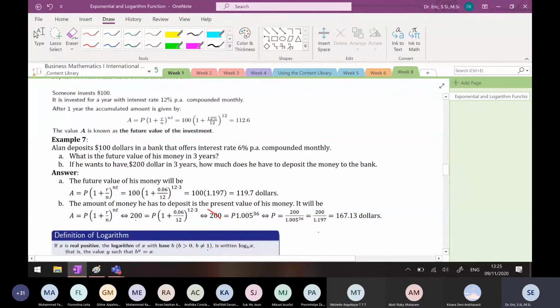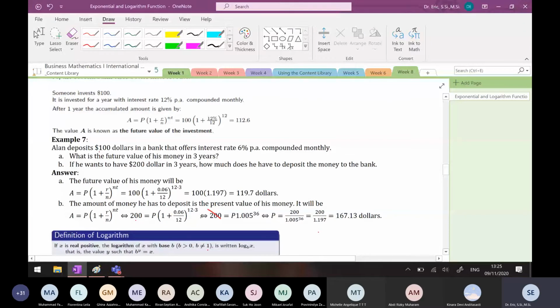After 3 years, he wants to have $200 in his saving. So how much does he have to deposit to the bank? So in 3 years, he has $200. So this is what we usually call the present value of $200 in 3 years. Okay, so the amount of money he has to deposit is the present value of his money. It will be A equals the same formula, but 200 is now the accumulated amount. Okay, equals P times this.